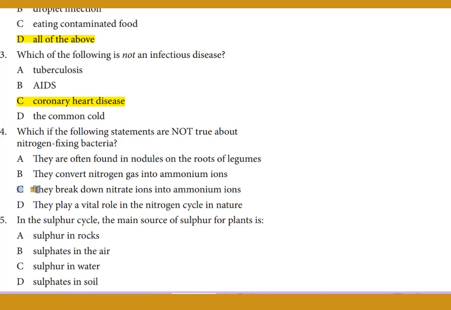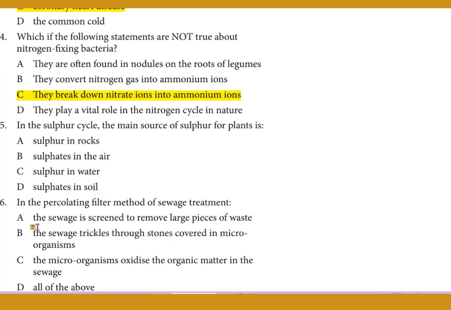Here is question number five. In the sulfur cycle, the main source of sulfur for plants is: sulfur in rocks, sulfates in the air, sulfur in water, or sulfates in the soil. Plants always absorb sulfur in the form of sulfate in the soil.